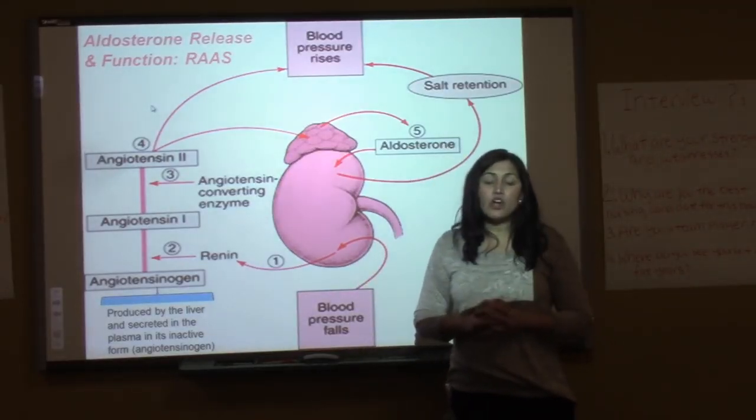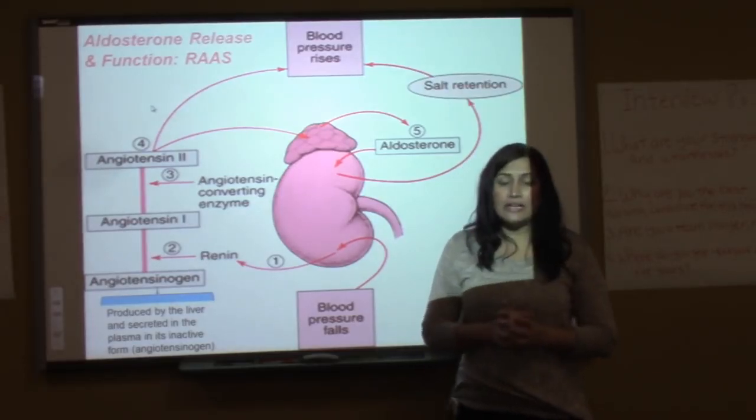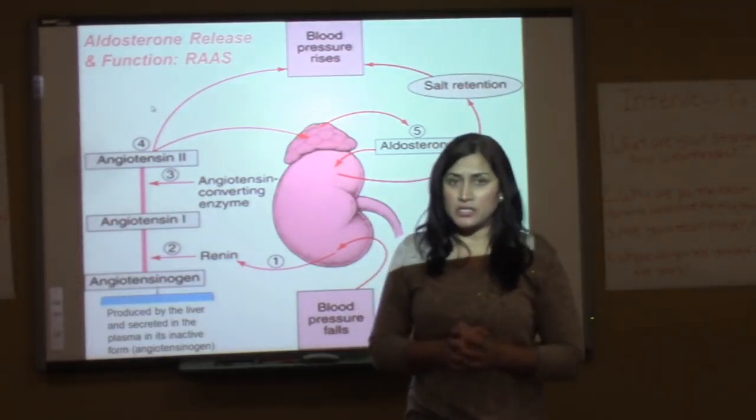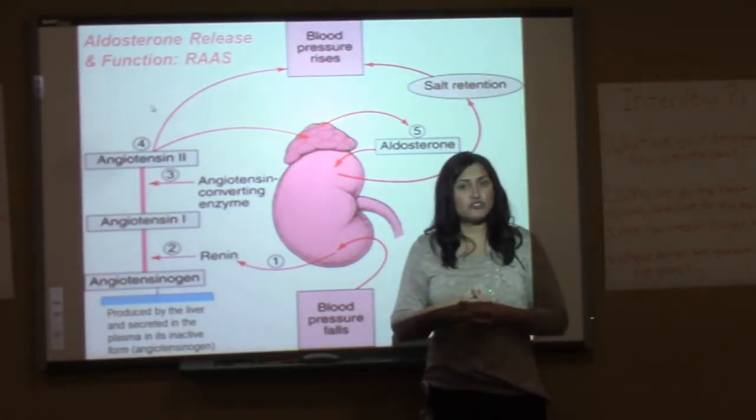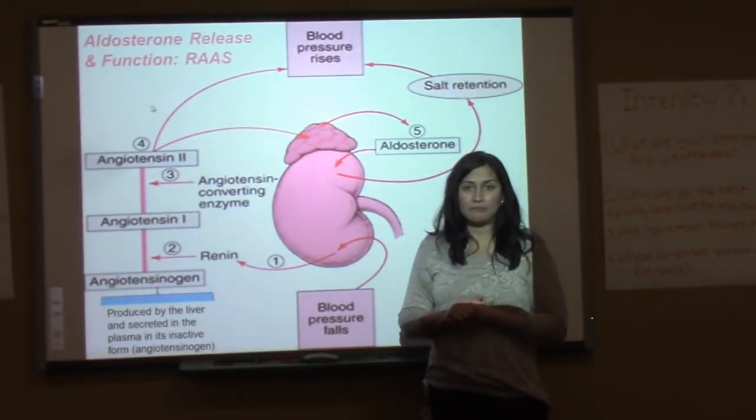Now, let's talk about the renin-angiotensin-aldosterone system. This is a very important system because a lot of blood pressure drugs will come from this cycle.